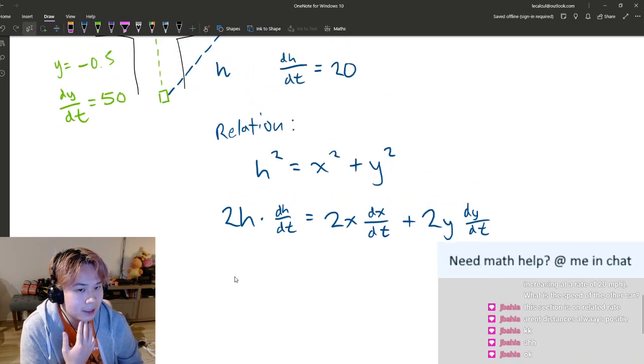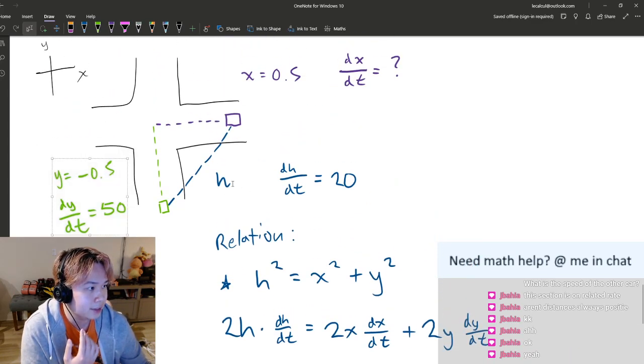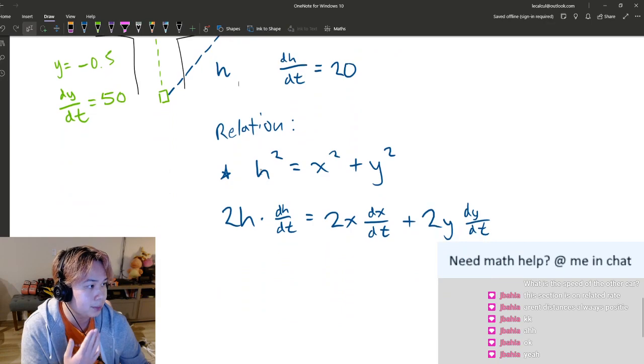Yeah, the hardest part is making sure you have the right relation. And it's always helpful that you take inventory and you write down all the variables and all the rates of the variables. And again, the thing that you want to find, that means that every other variable needs to have a value. So if you don't know something, you need to figure it out somehow. And then you just plug things in and then solve for the one thing that you're trying to find out, because everything else is just numbers.